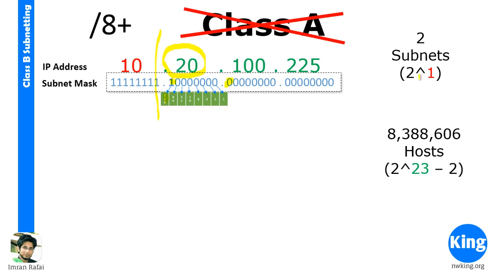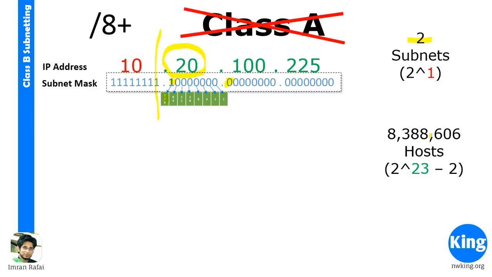Like we already know, 1 bit borrowing gives us 2 subnets, and the valid hosts are derived from the number of zeros. So 2 to the power 23 minus 2 is 8,388,606 hosts. That's a big number. In your practical life, you will not see such large networks or subnets which have 8 million hosts. That's not practical. We would be breaking it down into smaller subnets.